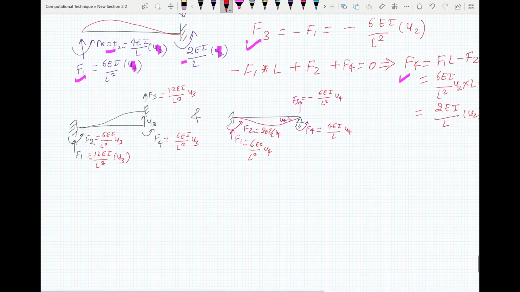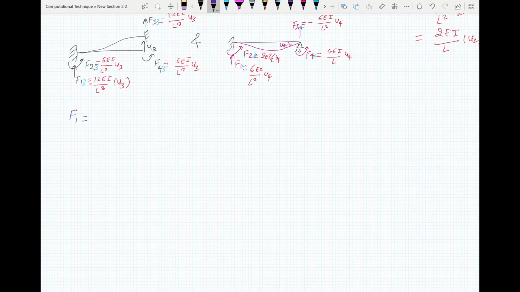Now you have to add these up. As explained before, you can write 3 here. You can write 4 here, because this is the effect of 4 on the other degrees of freedom. Your F1 will be equal to F11 plus F12 plus F13 plus F14.